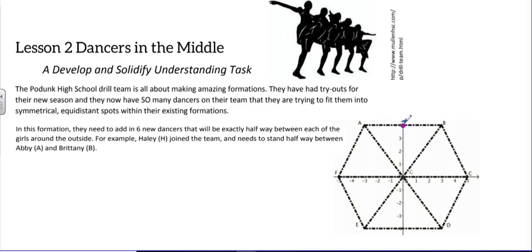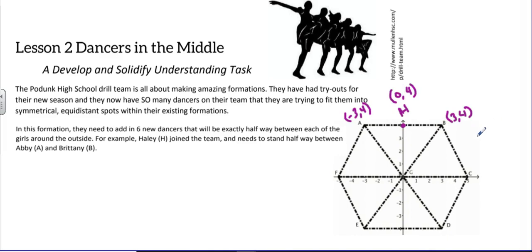Questions 1 through 4 ask you to find the locations of the dancers that are new to the dance team. So let's find a few of them. So let's go ahead and find Haley. Haley's coordinate is pretty easy to see. I'm going to just verify. So point B, Brittany right here, she's standing 3 units over and 4 units up. So her coordinates are 3, 4. And then Abby, she's at -3, 4. So Haley, who is right in the middle of them, she's at the same height. She's at a height of 4. And she's right between this -3 and this 3, so she's at 0.